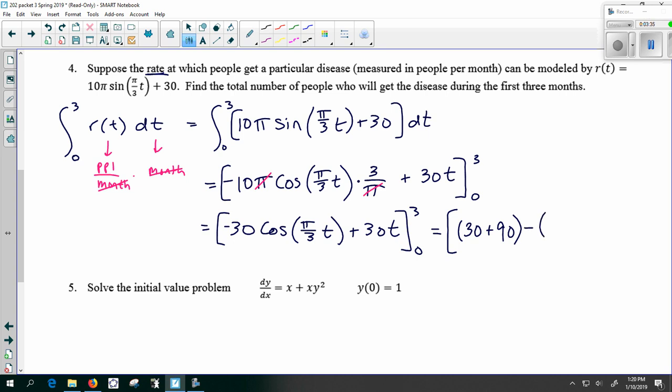If I plug a 0 in for all my t's, I get the cosine of 0, which is 1. So negative 30 times 1 is negative 30. And then if you put a 0 in for that t, you get 0 for this t. So we simplify this. We get 120 plus 30 is 150 people.